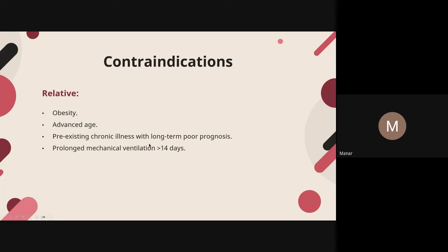Pre-existing chronic illness with long-term poor prognosis, prolonged mechanical ventilation more than 14 days. Because prolonged mechanical ventilation puts the patient at risk for lung injury and lung infection. So the same case with ECMO, they will just worsen the case. They will not benefit from the treatment.